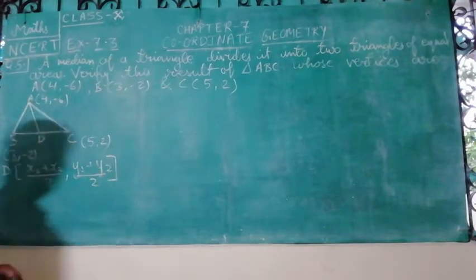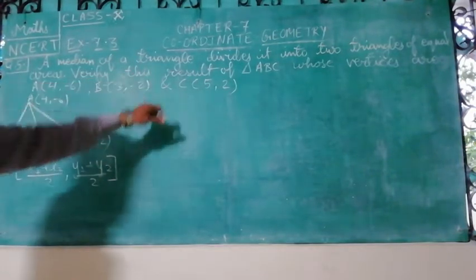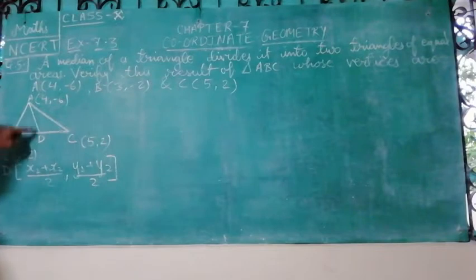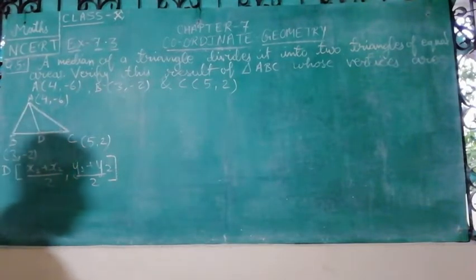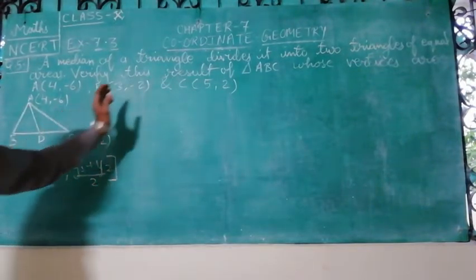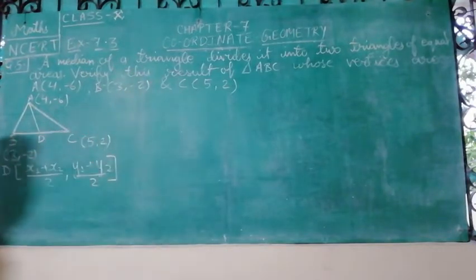And here we have to verify this result by proving these two triangles' areas equal. We have to prove the area of triangle ABD is equal to area of triangle ADC. That we want to prove here, by which we can verify this particular theorem.